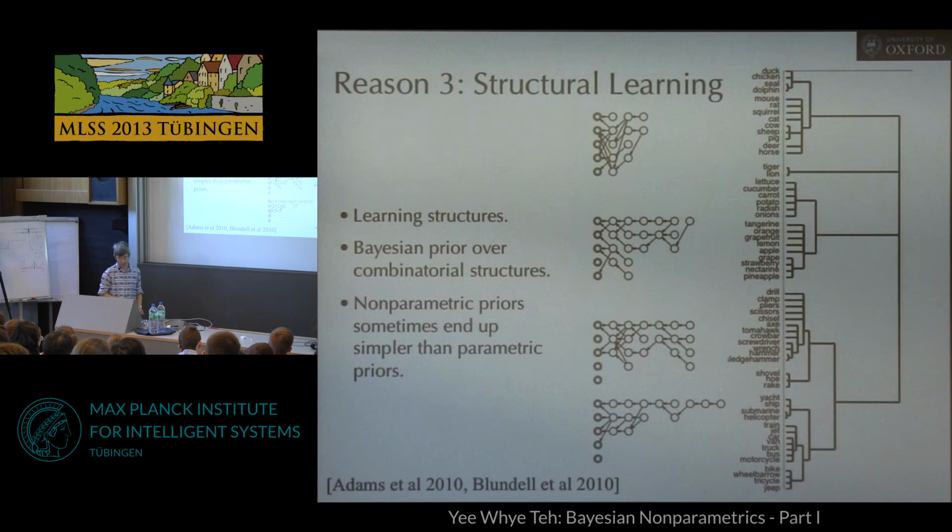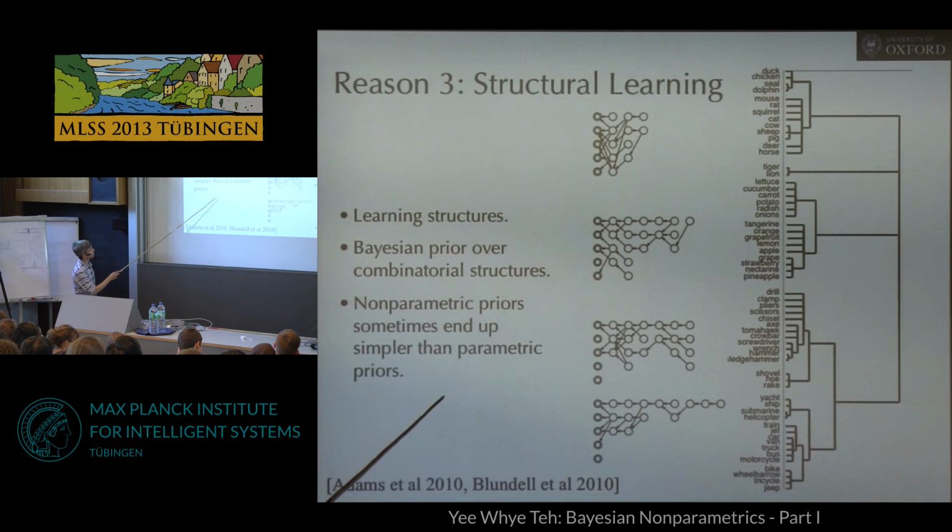With these discrete structures, we can often think of them as combinatorial structures. So if we take a Bayesian approach to learning about structures, then what we need to do is to give priors over combinatorial structures. And a lot of Bayesian nonparametric models basically give us priors over these combinatorial structures that have properties that are reasonable and sensible.